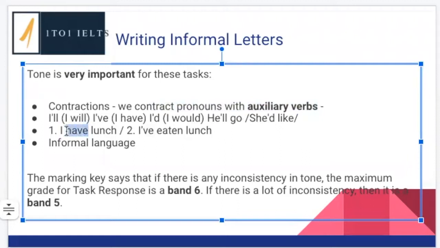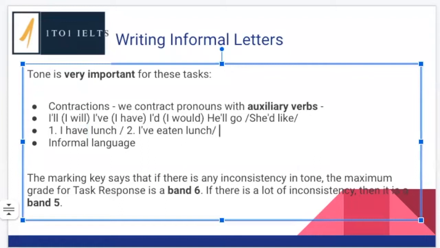So can I contract a main verb? No. So it would be incorrect to write this. I've lunch. Doesn't make sense. So, I have lunch. Here, no contraction because it's a main verb. But when have is an auxiliary verb, we contract.